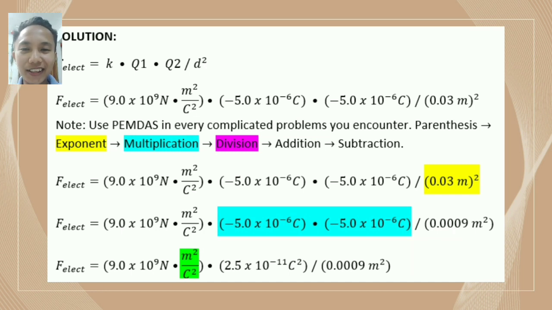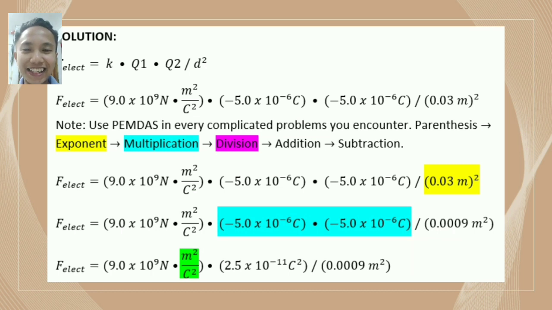Now, let's first square the quantity of 0.03 meters. Then, we will get a value of 0.0009 meters squared for the squared value of the separation distance. Next, multiply the two identical quantities of charge, both initial and final quantities of charge, so that we would get 2.5 times 10 to the power of negative 11 coulombs squared.